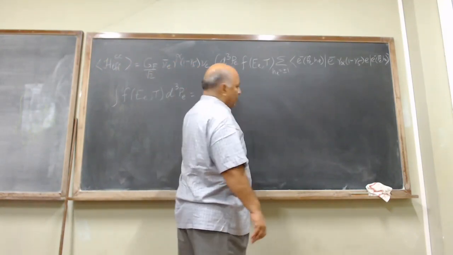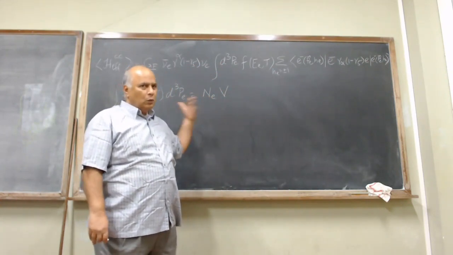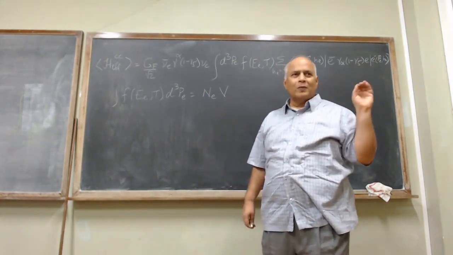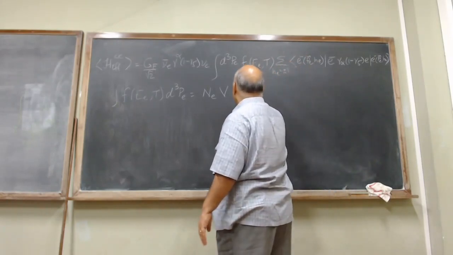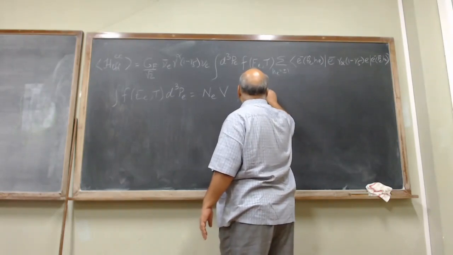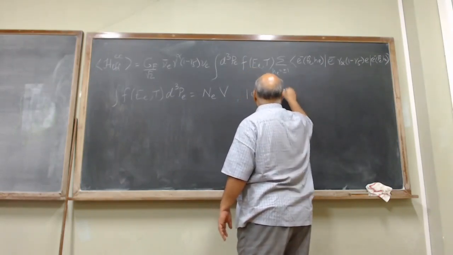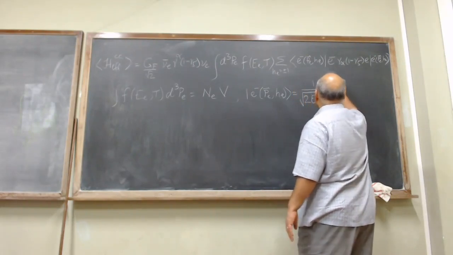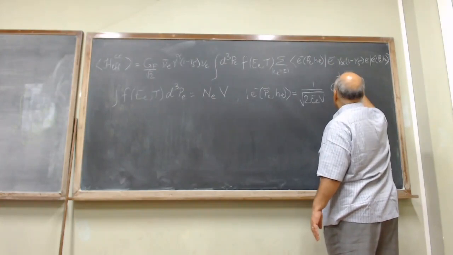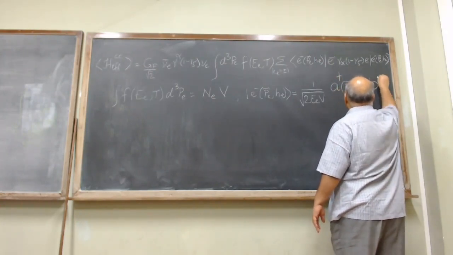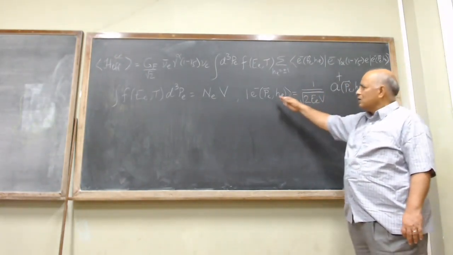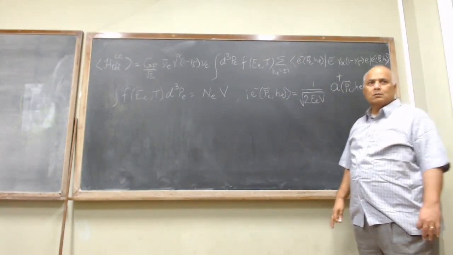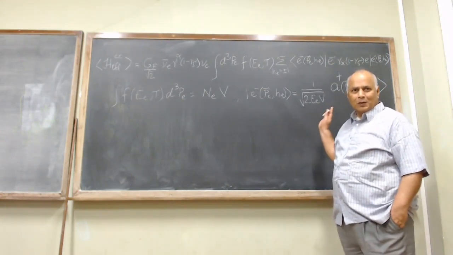Since we have formally introduced a volume, we will normalize our states using the so-called box normalization, rather than delta function normalization. So this is how this state is defined, okay.